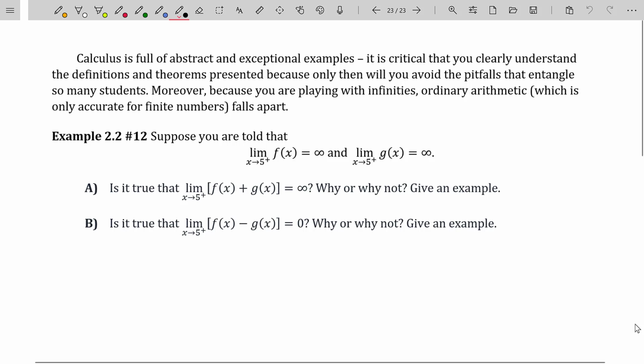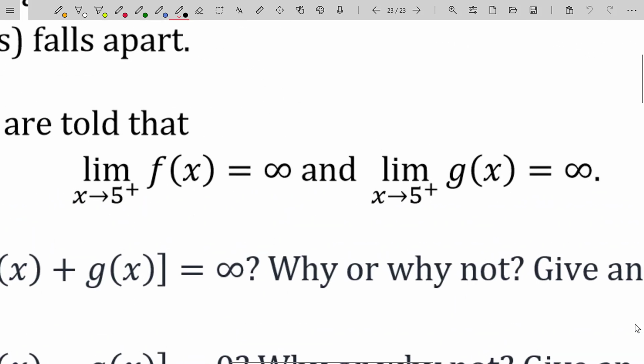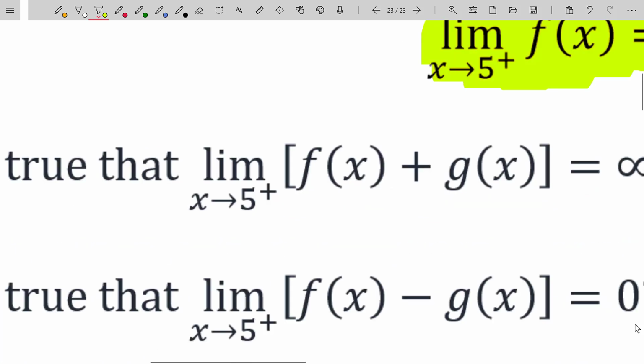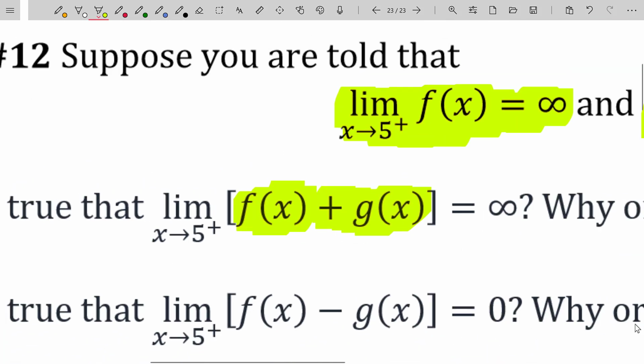That being said, suppose you're told that the limit from the right of f of x is infinite, and that the limit from the right of g of x is also infinity. I'm not telling you what the functions are, I'm just saying suppose that they both tend to infinity as x goes to 5 from the right. Is it true that the limit as x goes to 5 from the right of f of x plus g of x is also infinite?